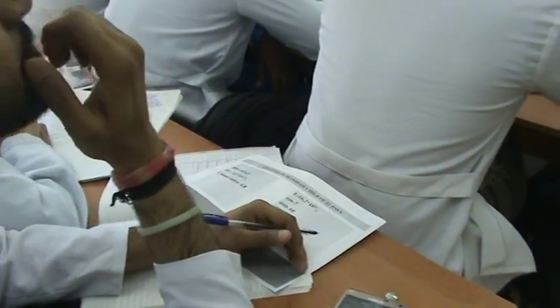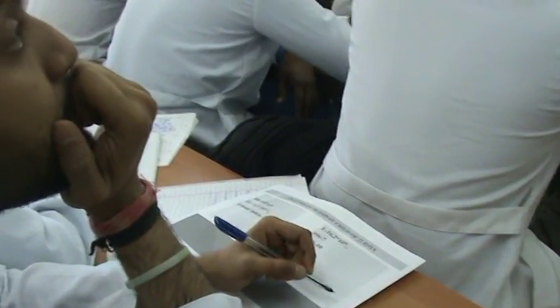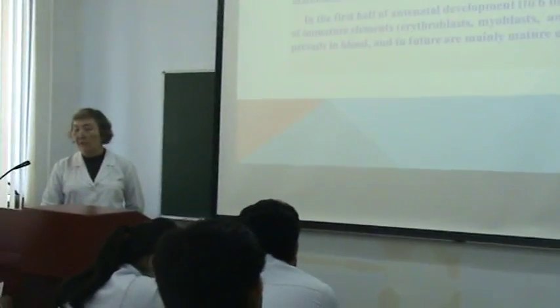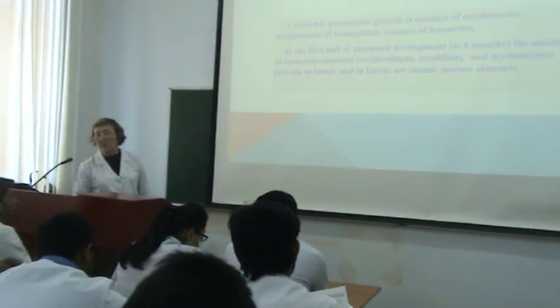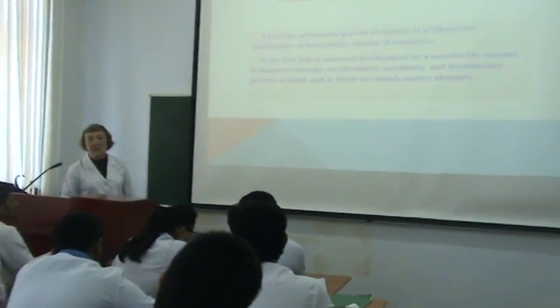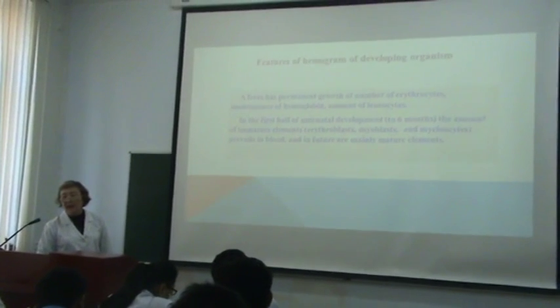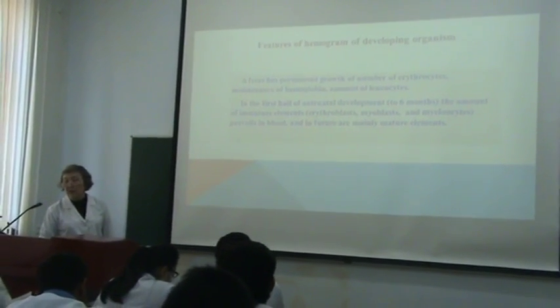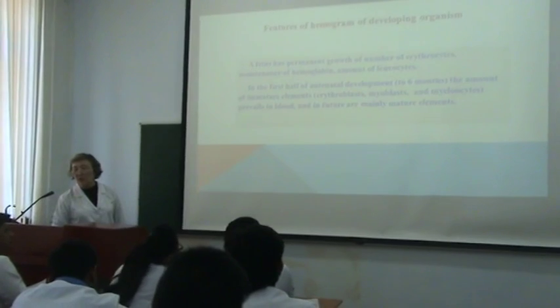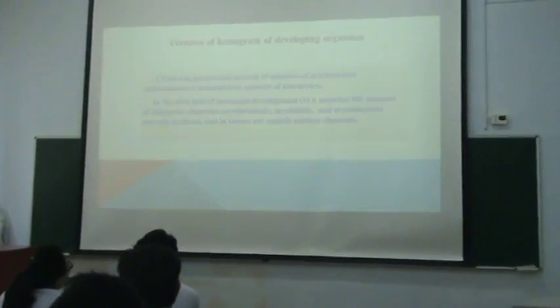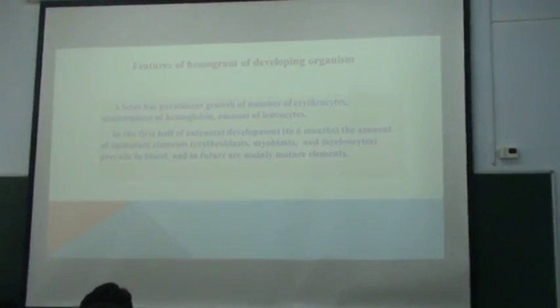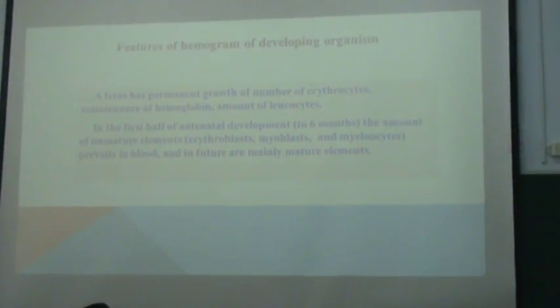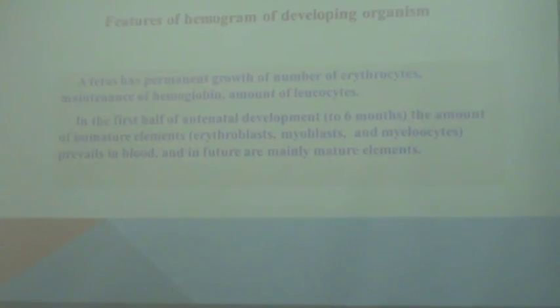What are the features of the hemogram of a developing organism? A fetus has a permanent growth of the number of erythrocytes, maintenance of hemoglobin, and amount of leukocytes. In the first half of the antenatal period, up to 6 months, erythroblasts, myeloblasts, and myelocytes prevail in the blood, and a feature is mainly immature elements.